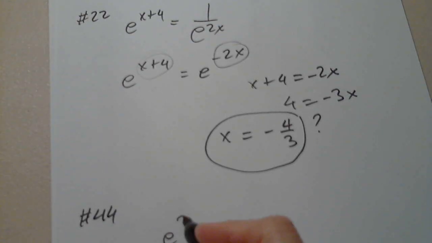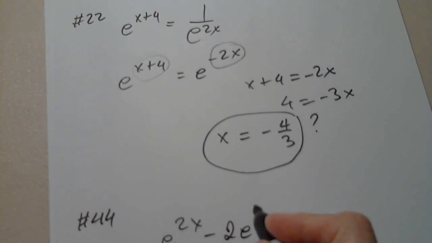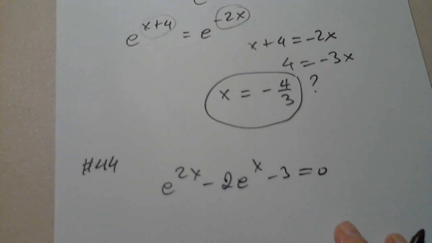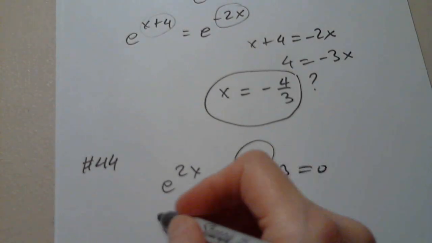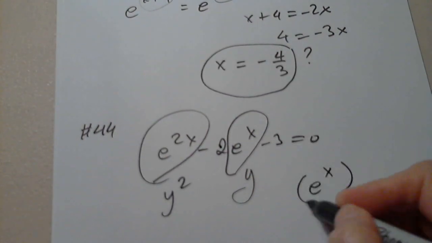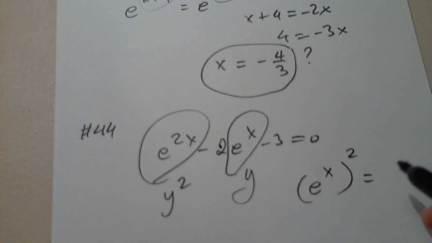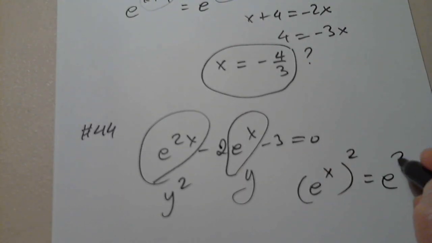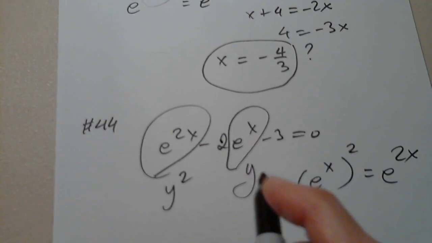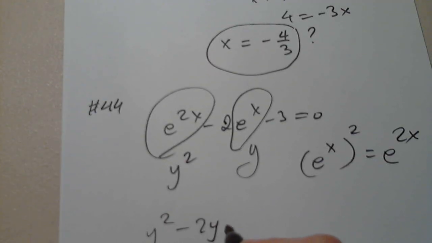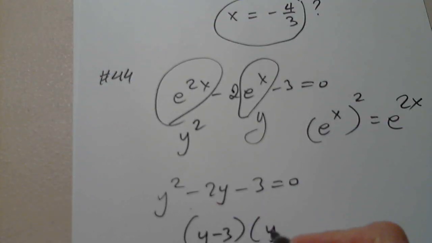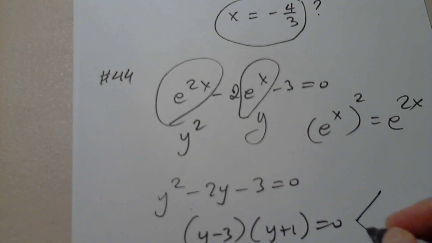In 44, we have to notice that this is quadratic in form. In other words, I'm going to denote this by y because this is y squared. When you raise e to the x power to the second power, you copy the base and multiply the exponents. So that's why if I denote this by y, this is definitely y squared. So then y squared minus 2y minus 3, this is very easy. We just factor into y minus 3 and y plus 1. So I get two options for y.